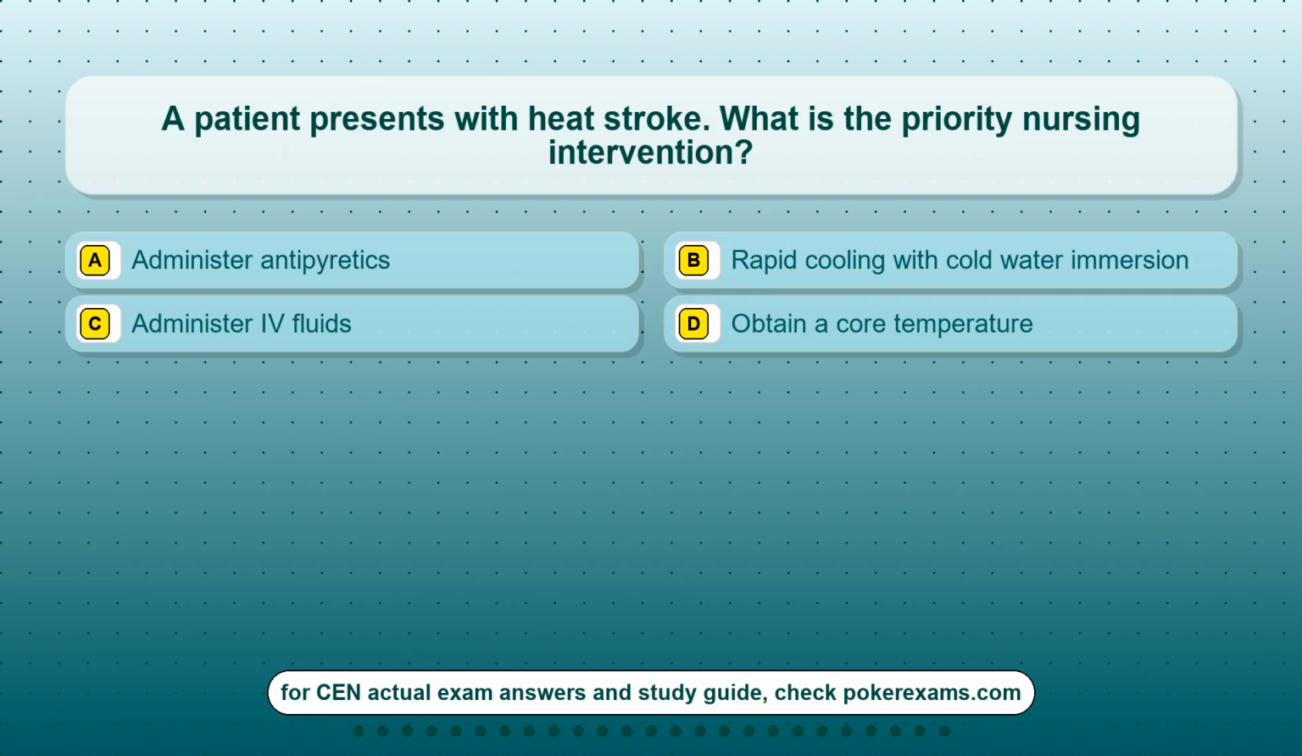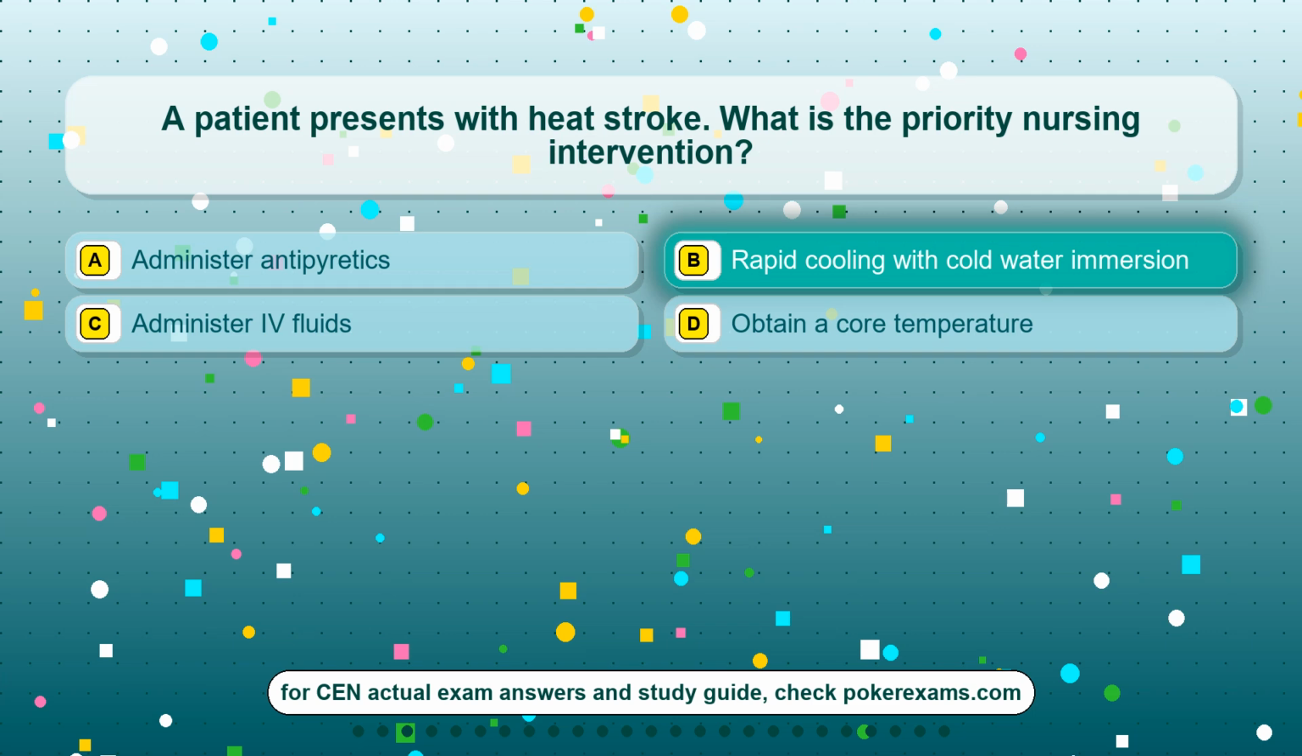Question 20. A patient presents with heat stroke. What is the priority nursing intervention? Option A. Administer antipyretics. Option B. Rapid cooling with cold water immersion. Option C. Administer IV fluids. Option D. Obtain a core temperature.